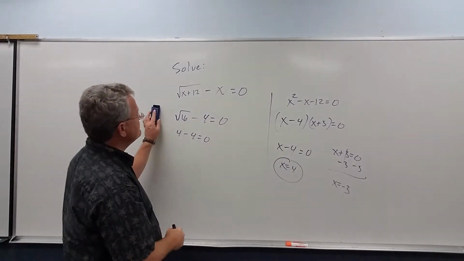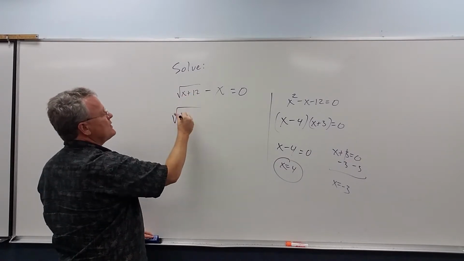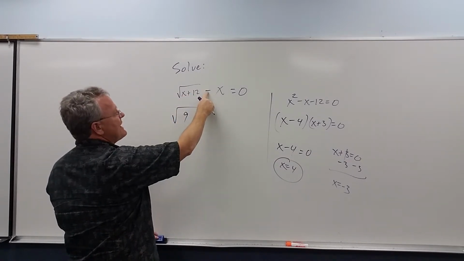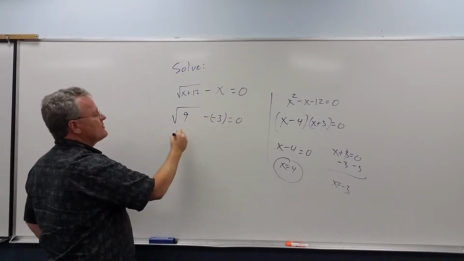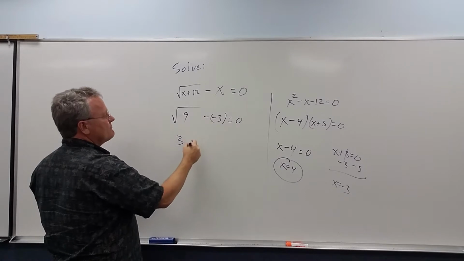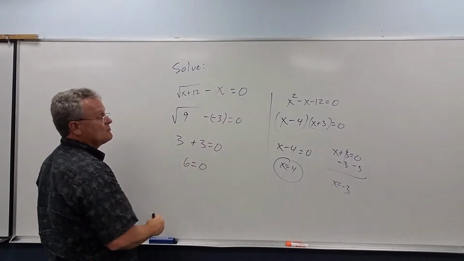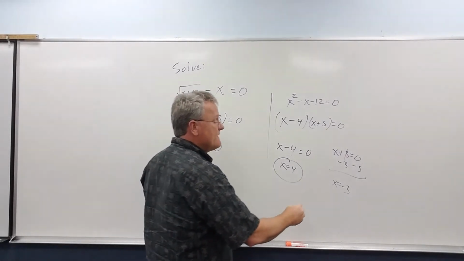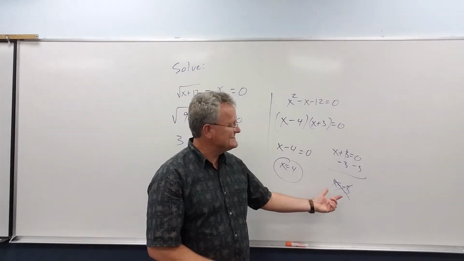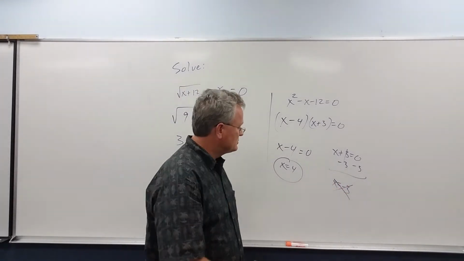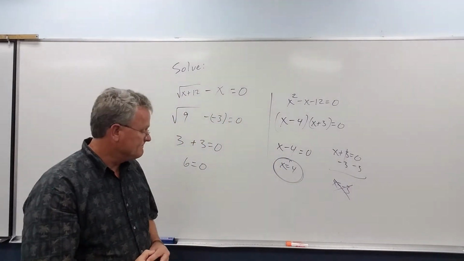What about negative 3? Well, the square root of negative 3 plus 12 is the square root of 9, minus a negative 3. The square root of 9 is 3. Minus a negative is plus, and we get 6 equals 0, which is not true. This is not a solution. That is an extra solution. That is an extraneous solution. So this is the only solution to this problem.